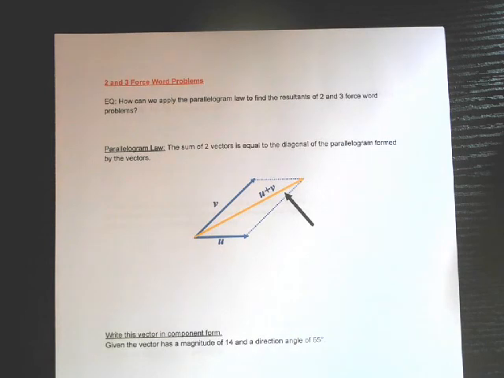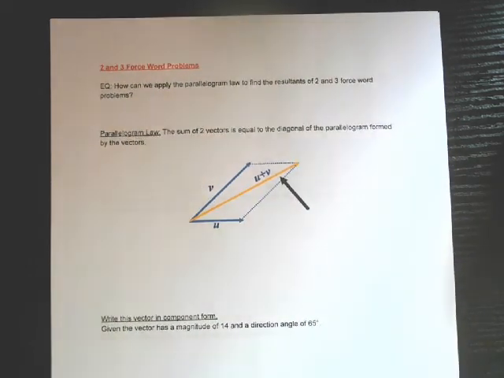So the first thing we've got to briefly go over is the parallelogram law, and actually we worked on it last week when we did some vector addition. We used the parallelogram law, we just didn't call it that. So real quickly, what it says is the sum of the two vectors is equal to the diagonal of the parallelogram formed by those vectors.